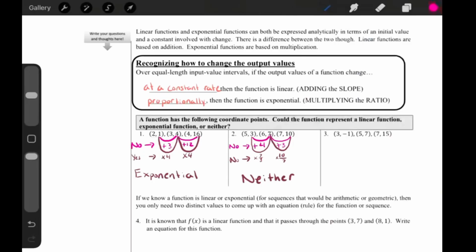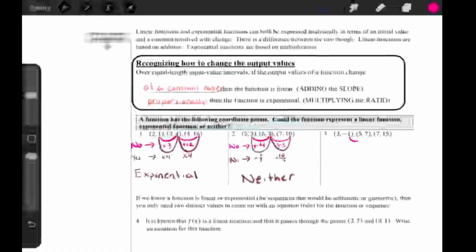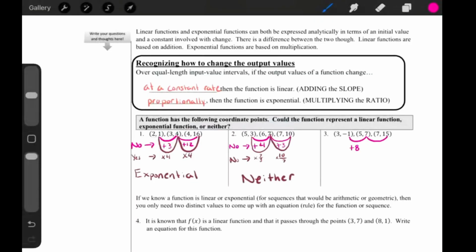Okay. From -1 to 7, we would have to add 8. And from 7 to 15, we would also have to add 8. So yes, this is linear.